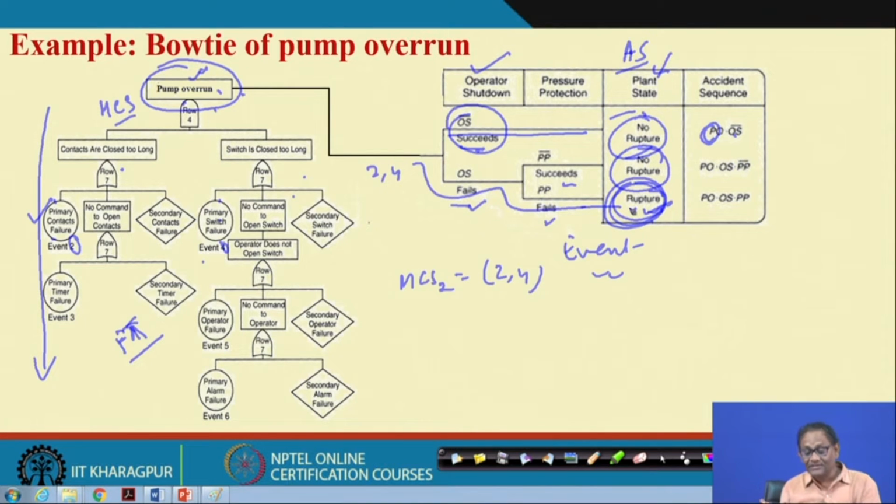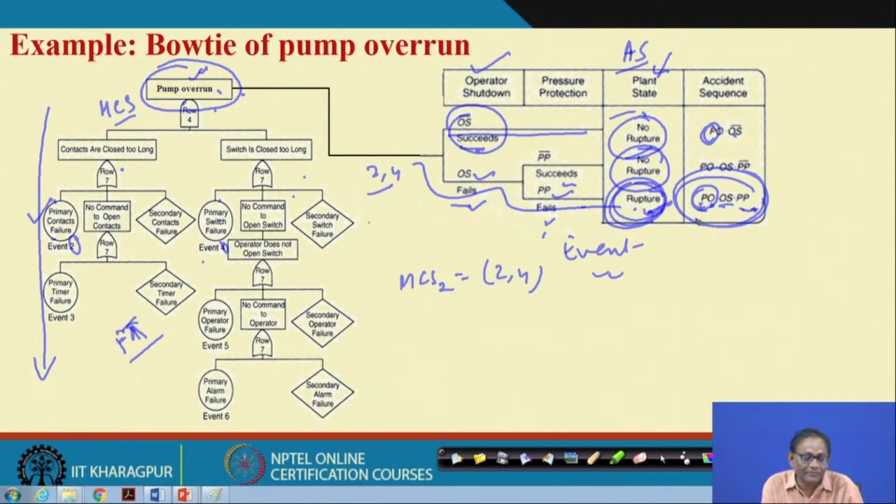So 2, 4 occurs here, operator shutdown occurs, operator shutdown fails, meaning the operator fails to shut down, and the protection measure, the relief valve, also fails. Then the rupture condition will take place. So that means 2, 4, OS, PP: 2 and 4 combined is PO, pump overrun, and OS and PP are all independent events. So they are multiplied, and this is the accident sequence.